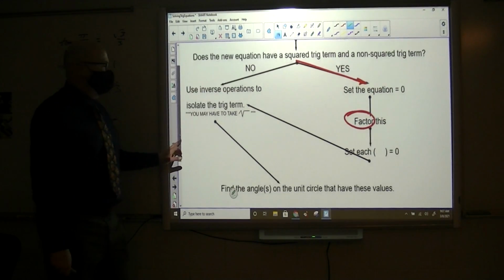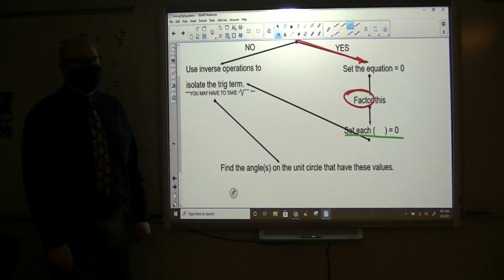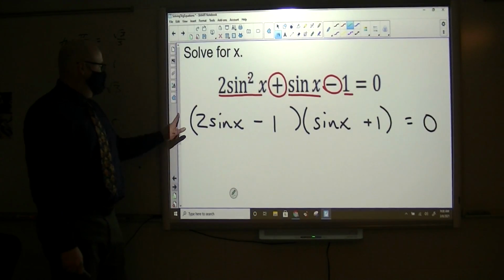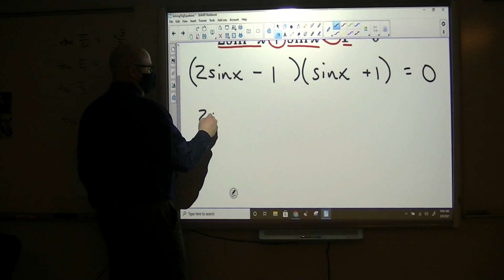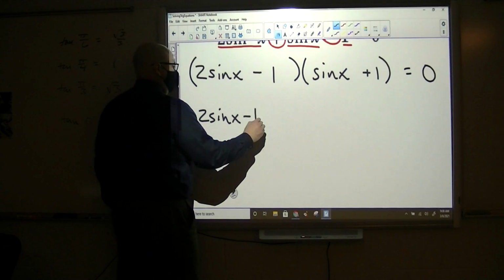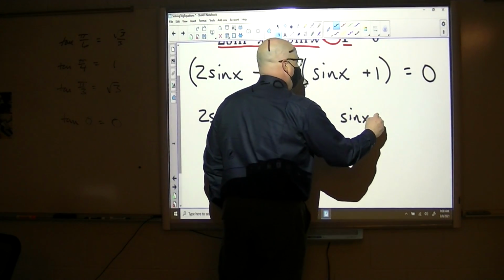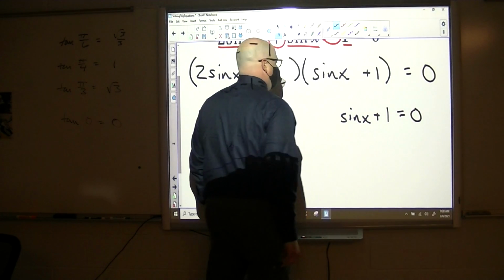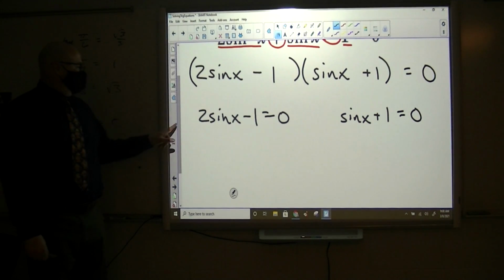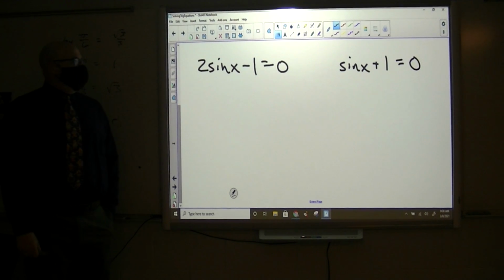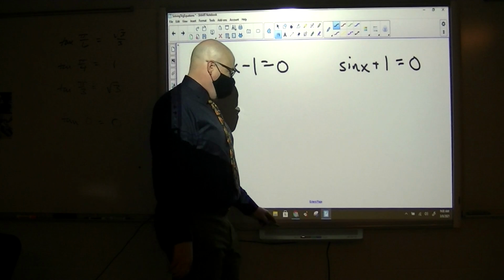And then what do we do after we factor? We set each quantity equal to 0. So I take 2 sine x minus 1, and I set it equal to 0. I take sine x plus 1, and I set it equal to 0. And then I solve each one of these. Why don't you guys solve each one of those separately? Go.